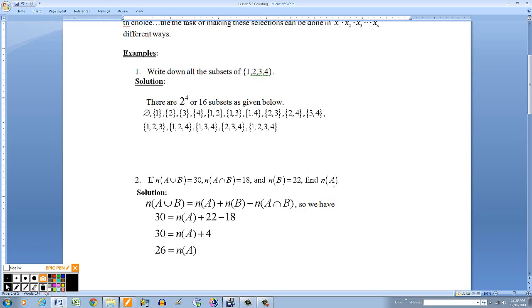So here's your formula. N of A union B is equal to N of A plus N of B minus the cardinality of the intersection. I drew a Venn diagram illustrating this formula in the last video. Here I'm just going to apply it. So just plug in what we know. We know that N of A union B is 30. N of A is unknown. N of B is 22. And the cardinality of the intersection is 18. Plug it in. 22 minus 18 is 4. Subtract from 30, we get N of A is equal to 26. So the cardinality of set A, or the number of elements in set A, is 26.